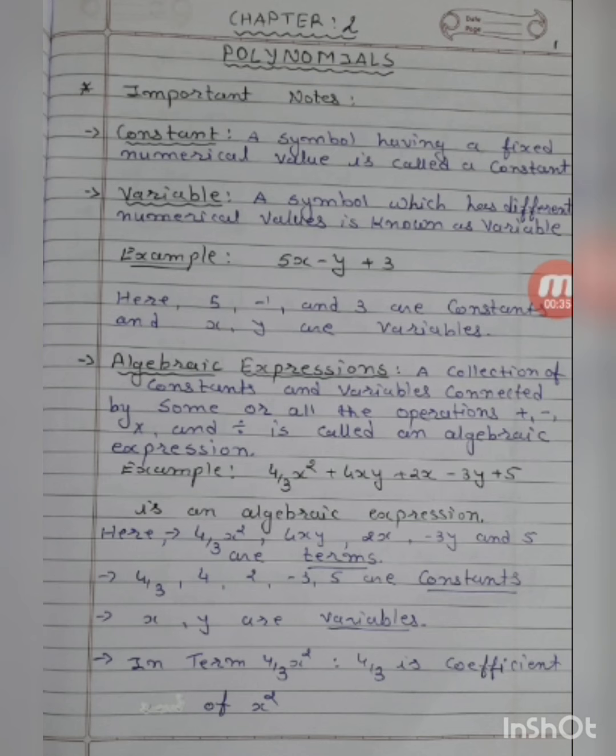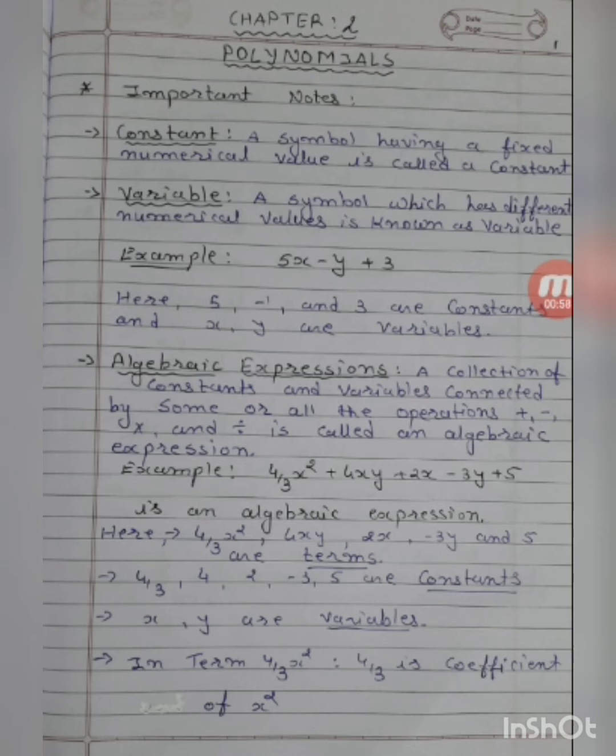Example, 5x minus y plus 3. Here you can see 5, minus 1 and 3 are constants and x and y are variables. Variables means A, B, C, D, P, Q, R, S, T, any you can write, and constant means numbers.